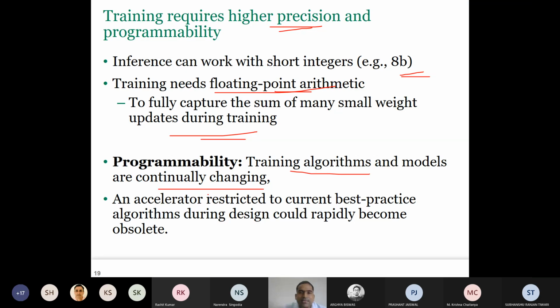Okay, so from this at least you can understand that training is hard, inference is easy. But because inference happens so often, inference is also important. But it is much easier to design an accelerator for inference than for training.